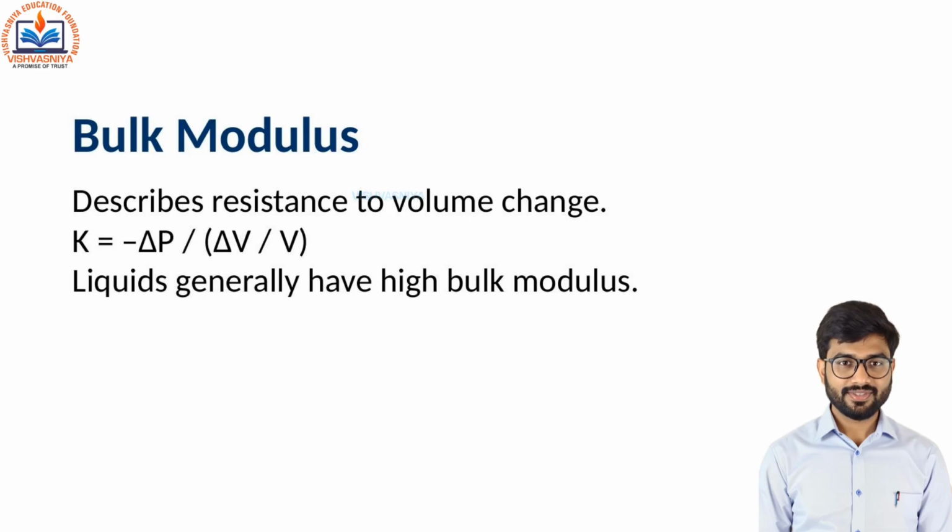Second, bulk modulus. Bulk modulus is the ratio of change in pressure to the fractional change in volume. It measures how resistant a material is to uniform compression. The formula is bulk modulus equals minus change in pressure divided by change in volume upon original volume. The negative sign indicates that when pressure increases, volume decreases. Liquids have high bulk modulus because they are nearly incompressible.